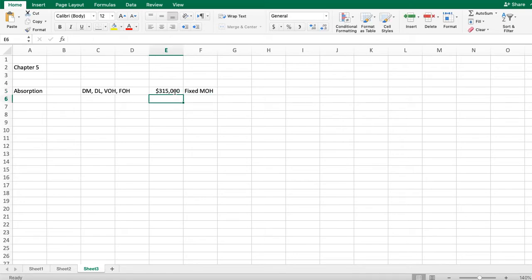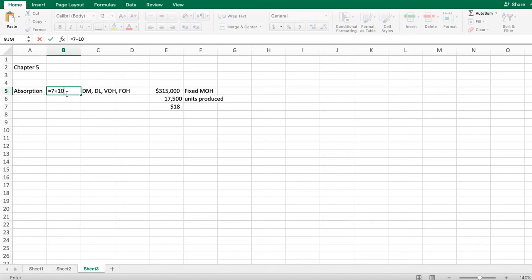And we know, let me get in the right month. Okay, so we produced 17,500 units. Now it's manufacturing overhead, so you're looking at units produced, not units sold, because you're trying to get the cost per unit. Okay, so that is my fixed overhead per unit. So now I can go back to this original formula, 7 plus 10 plus 5 plus 18, and that gives me my absorption cost per unit.